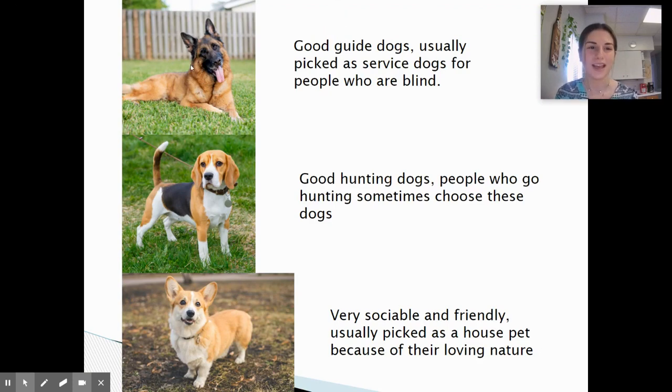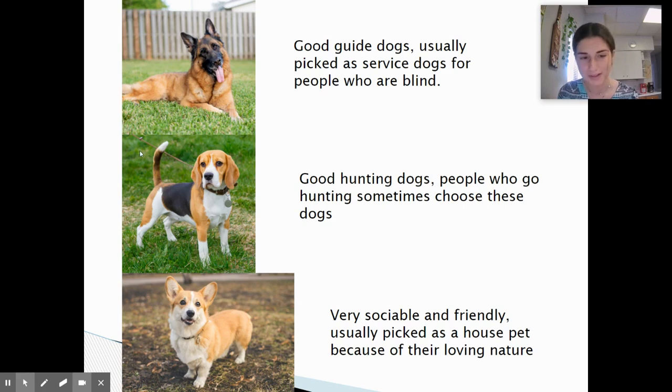Okay, so first we have a German Shepherd, which is known to be a good guide dog. And so usually these dogs are picked as a service dog for people who are blind, or they are also used by police to sniff out things or just help out.